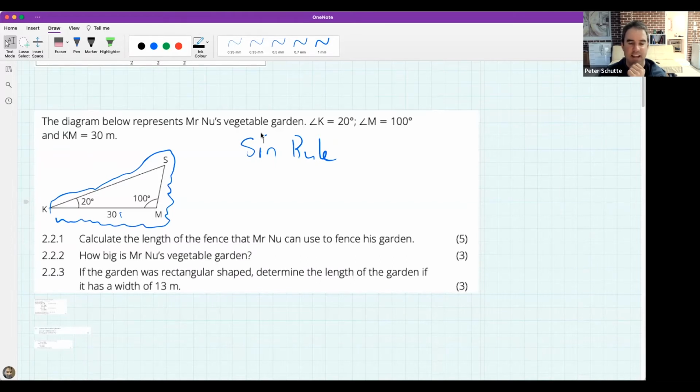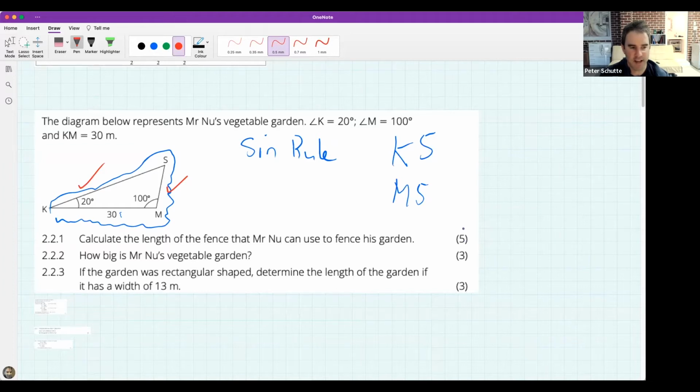Yes, Howard, the length will be the perimeter. So you're quite right. To fence his garden, the length of the fence will be the perimeter of the shape going on the outside. So in the chat, we know we need to find the sine rule. What are the actual things we're going to have to find? Yeah, so you're going to have to find KS, and you're also going to have to find MS. So this one and this one. Okay, over to you guys.